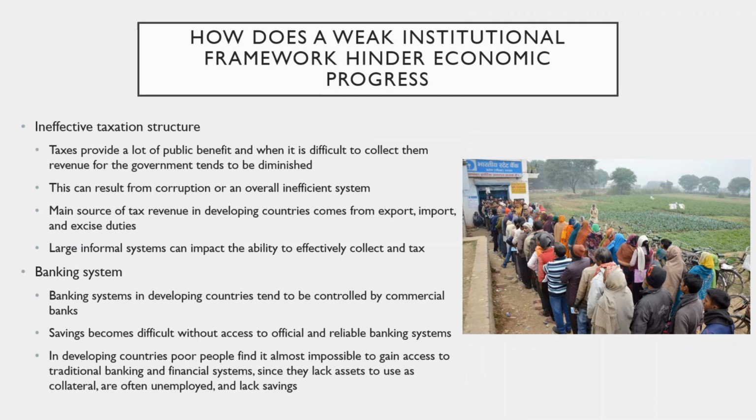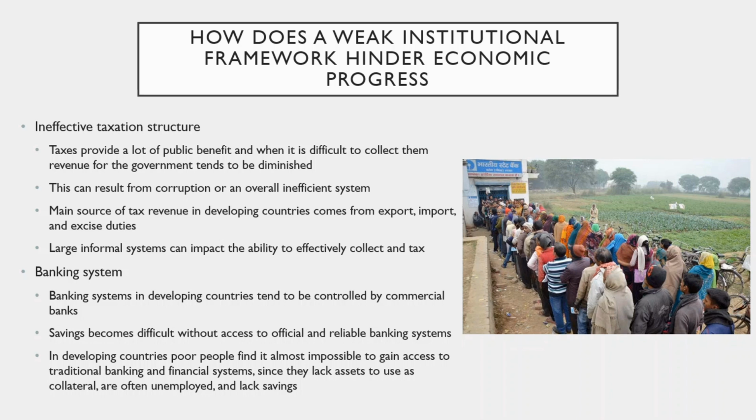You can have ineffective taxation systems where taxes can provide a big public benefit, especially for the poor. But if you have corruption or inefficient taxation, you might get regressive taxation or the government just stealing the money. Banking systems are also very important.